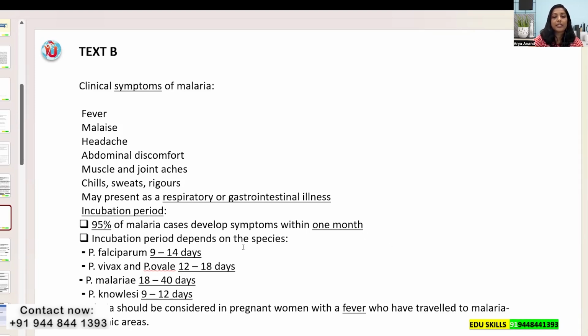Then the incubation period depends on the species. According to the species, the incubation period may vary, okay? So 9 to 14 days, then 12 to 18, 18 to 40, 9 to 12. These are some time expressions. Okay. Here, then again, fever. It's again a symptom. So completely you can just name it as clinical symptoms and incubation period.